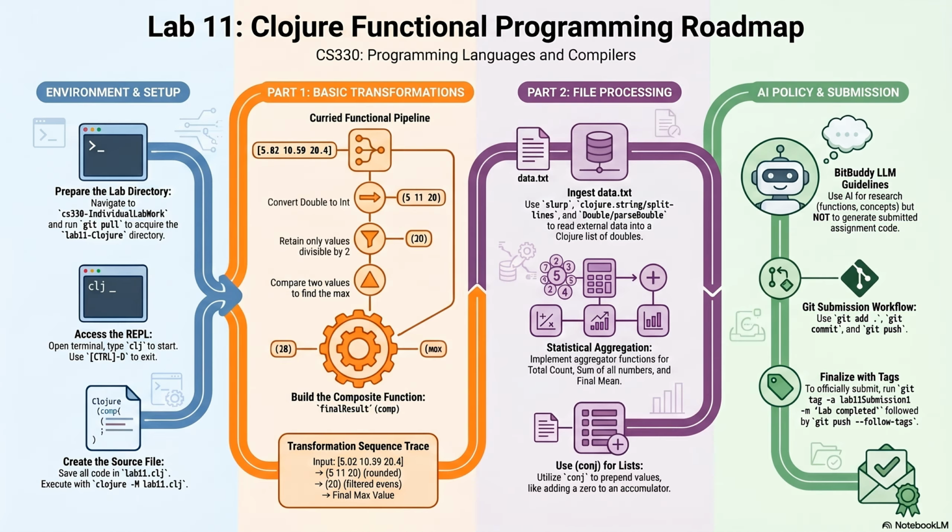Standard stuff. But the critical requirement for submission is utilizing git tags before we push to the remote server. We don't just push the code. We attach a permanent name tag to this specific commit, marking it as our official lab submission. Using git tag, a lab will end submission 1 meter lab completed.